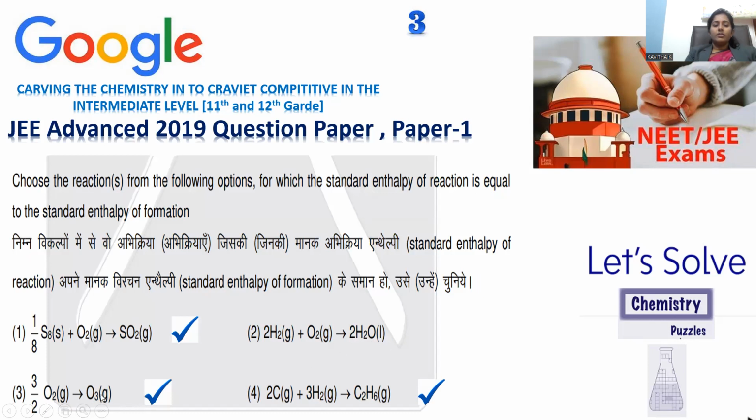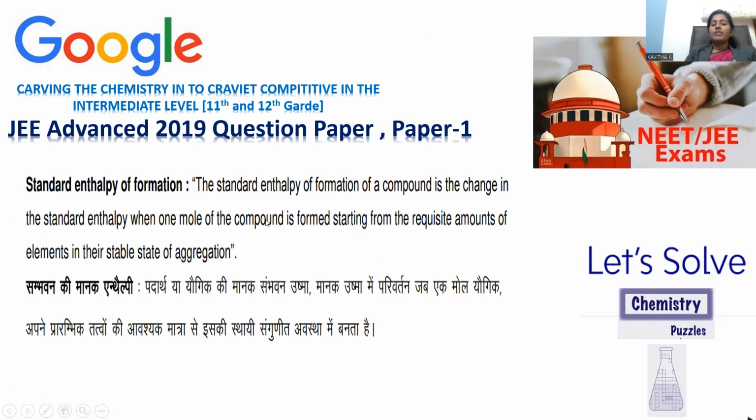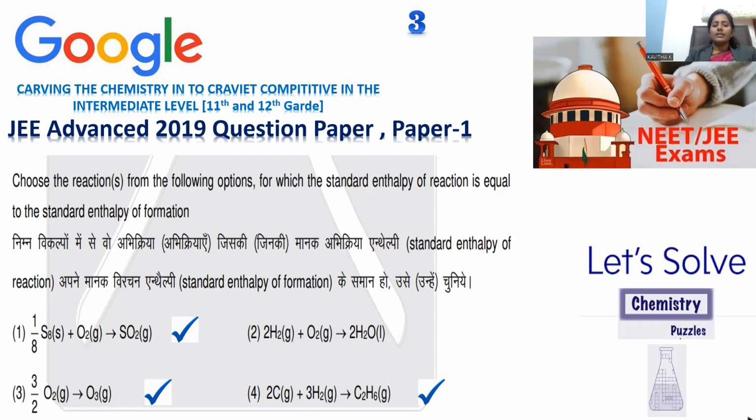In the third one, you can find 1 mole of product formation. In the fourth one also, 1 mole of product formation is possible. Standard enthalpy of formation is nothing but formation of 1 mole of product from the requisite amount of starting elements, which is observed in option 1, option 3, option 4. For question number 3, options 1, 3 and 4 are the correct answers.